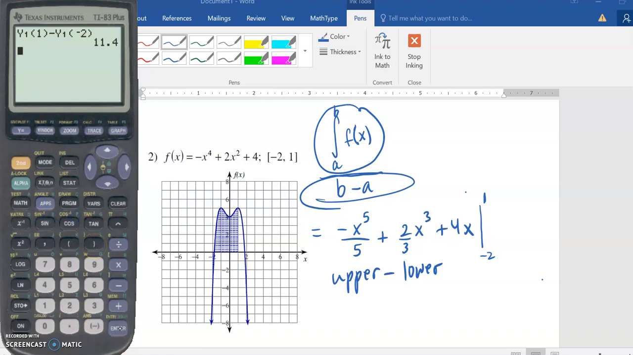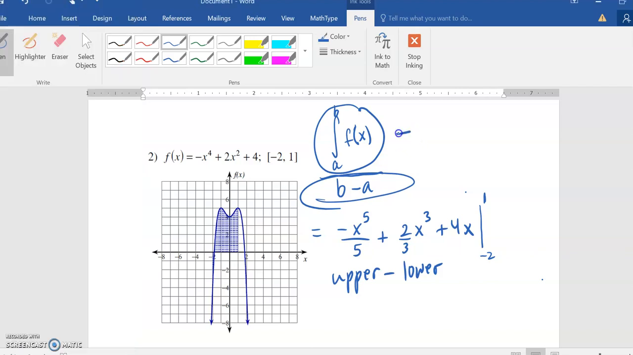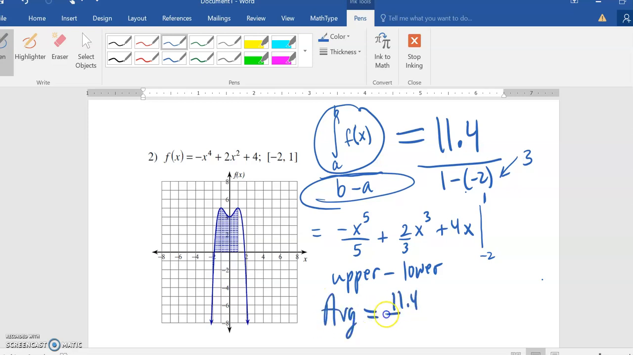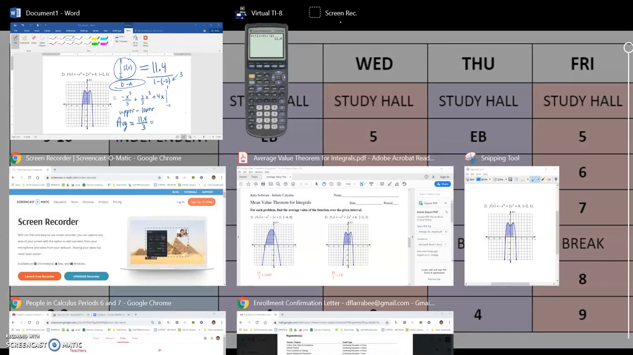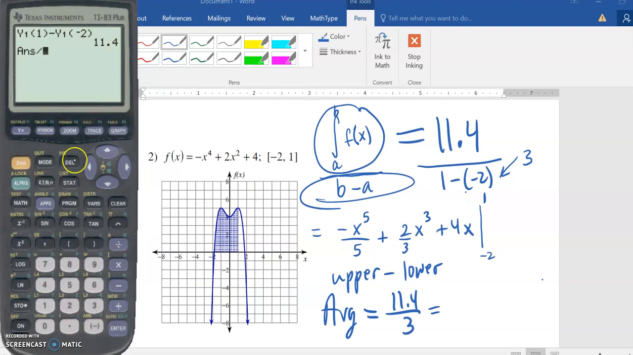So this will be the area under the curve, 11.4. So I know this piece right here is 11.4. And I'm going to divide it by b minus a, so the upper minus the lower, which in this case is 1 minus negative 2, which ends up being 3. So to find the average value of this function, it's going to be 11.4 divided by the length of the interval 3, which will give me 3.8.